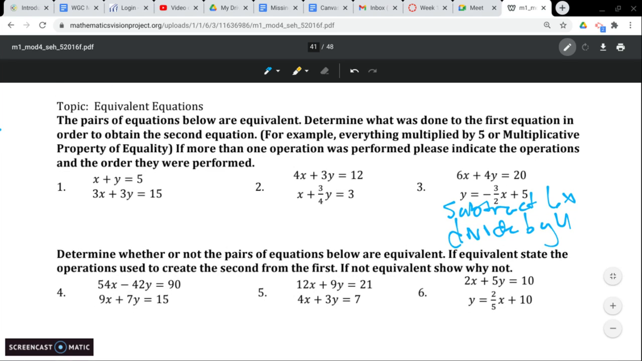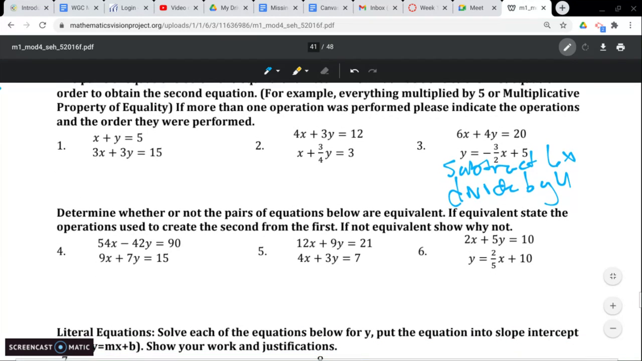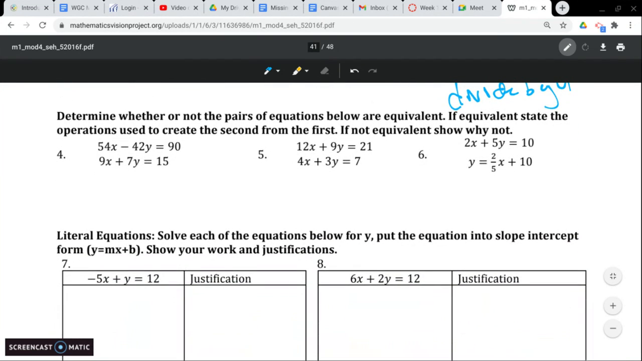So this one's the most complicated. The other two are much simpler. So you're either multiplying or dividing to get between the two equations. So it's always going from the first to the second, okay? So make sure you know which way you're going.